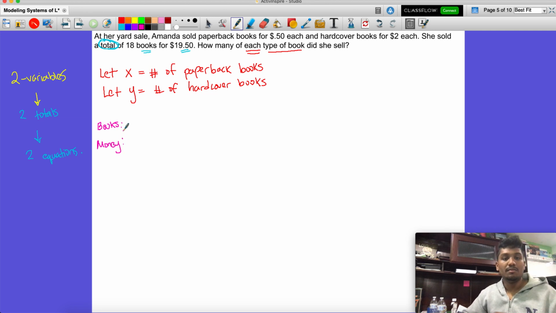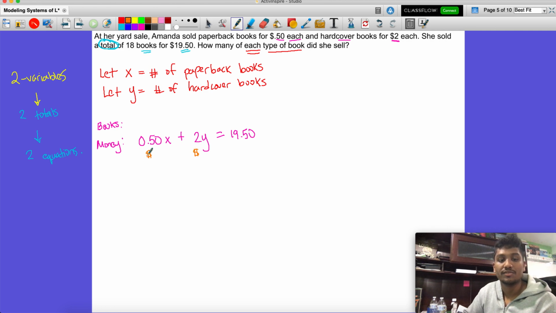To make the money one, I think that's a little easier because they told us exactly how much each one was: 50 cents for each paperback and $2 for each hardcover. Instead of writing paperback, we can go up and use the variable we defined. So 50 cents times x plus $2 for every hardcover, and the total cost is $19.50. Make sure you understand this was about money, because money plus money must equal money. They're all the same consistency.